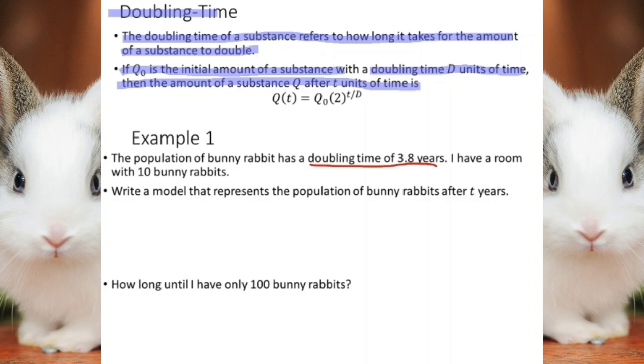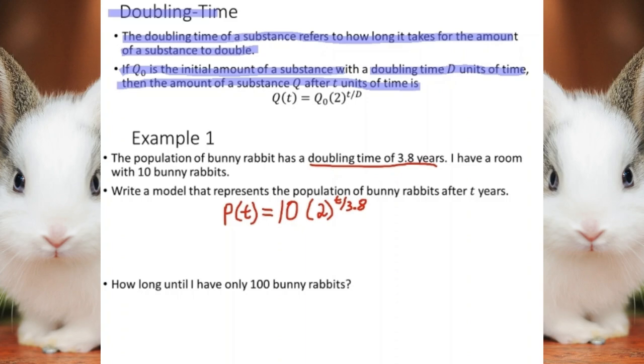Instead of using Q, we'll use P for population. So we'll have P of t equals our initial bunny rabbit population, which is 10. And since we're provided the doubling time, the base of our exponential function will be 2. And the exponent to which 2 is raised would be t over our doubling time, which is 3.8.